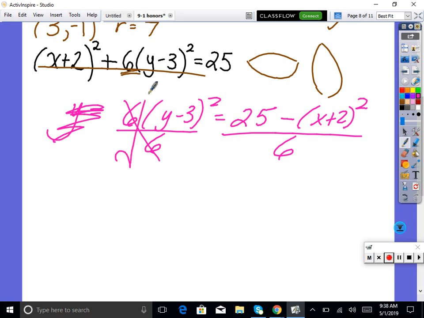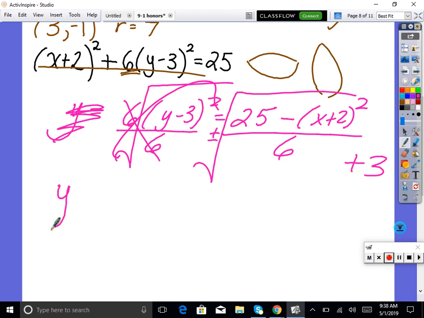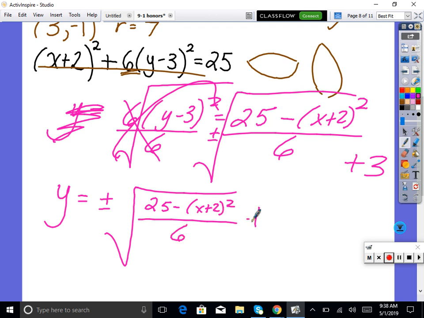Square root it. Wouldn't we need a plus or minus? So then what would we do after that? Add 3. So we would have this. Y is equal to plus and minus the square root of (25 minus (x plus 2) squared) divided by 6, plus 3. And I would just type in y1, I type in the positive, and y2, I type in the negative, and then I'd hit second y equals and get some xy points. That's just how I know how to do it quickest.